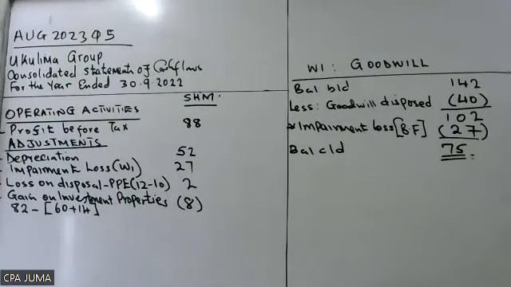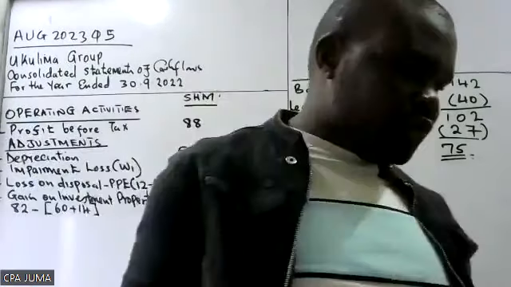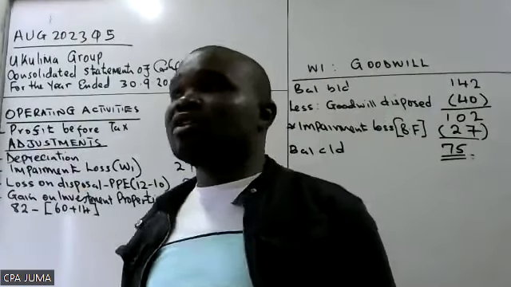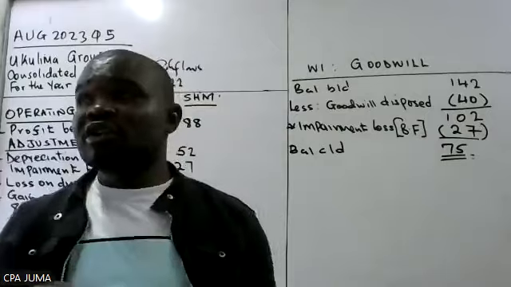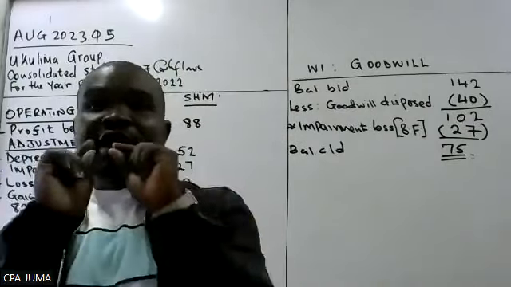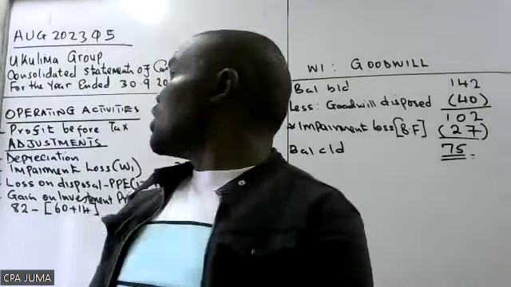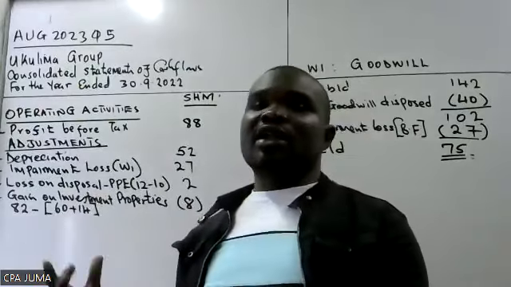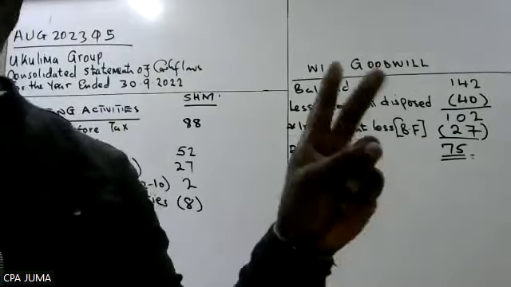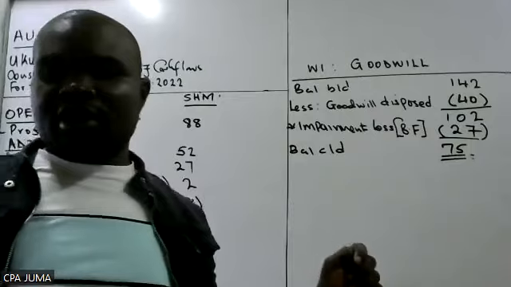We are moving. Now, I've shown you what to do. You start with profit before tax. Add back depreciation and impairment. Go to non-current assets. Check acquisition or disposal of those assets. Gain or loss on disposal of assets, investment properties. Once you are done with depreciation, impairment, loss and gain, go back.